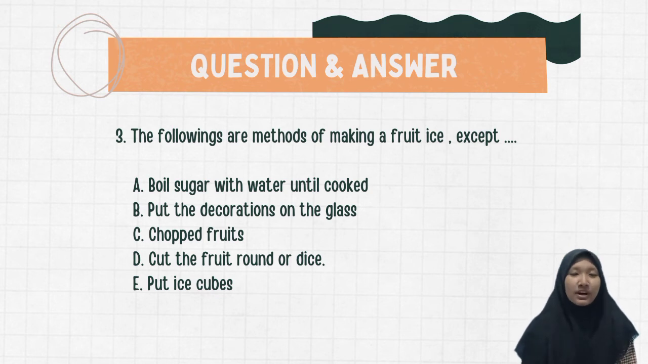Option C is the right option because chop fruits is the wrong method. The correct method is cut the fruits round or dice. Option D is the wrong option because cut the fruits round or dice is the correct method. That is the first method. Option E is the wrong option because put ice cubes is the correct method. That is the fifth method. So the right option is C, chop fruits.